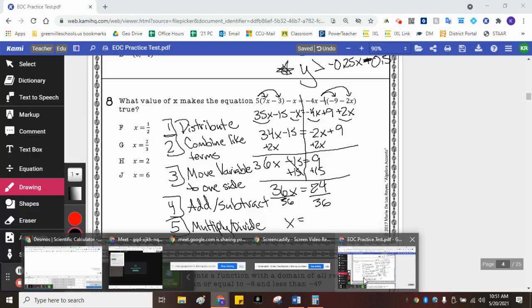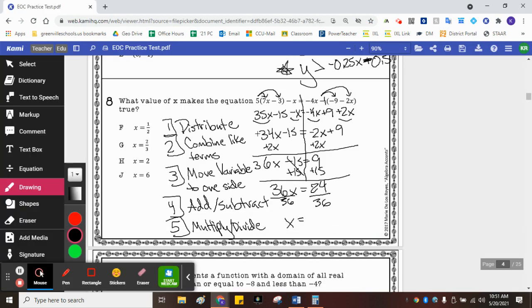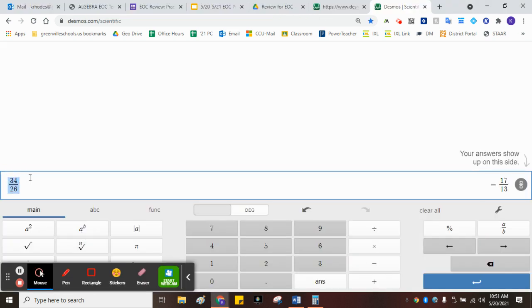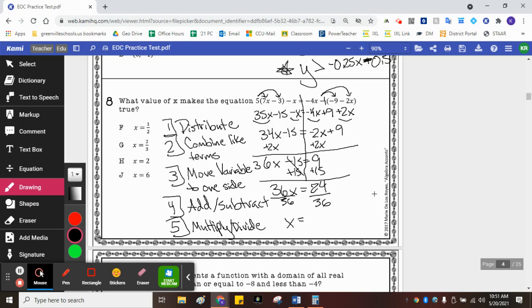So it was 24 over 36. 24. Totally messed up. 2/3.